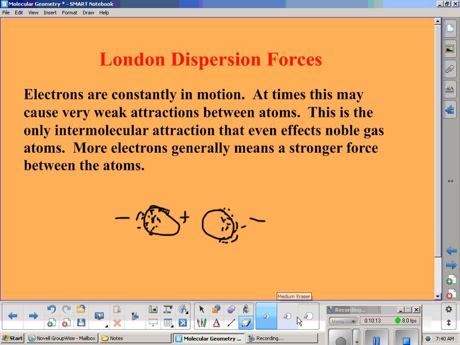Scratch that. Start over. My doodles got ahead of me. Okay, so if all my electrons end up on this side, anyway, that creates this being very negative, this side very positive, and we could have an electrical attraction. Now, as electrons are always randomly moving all over the place, this isn't going to last for very long. It's not going to be a very strong attraction, but the idea is that this intermolecular attraction could actually even affect noble gases. More electrons generally means a stronger force between the atoms.